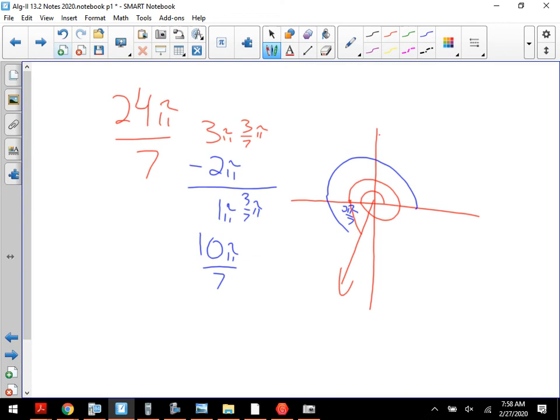To do my negative, we're going the other direction. I'm going this way. If I know that from here to here would be negative 7/7 pi, and I'm off the x-axis by 3/7, then I'm at negative 4/7.